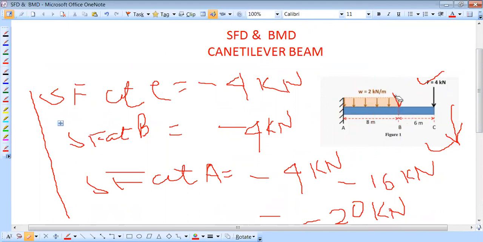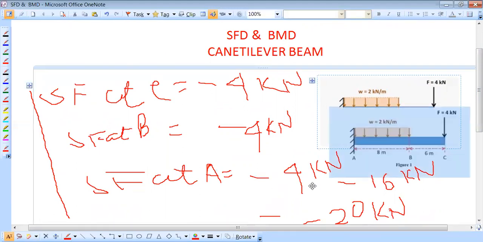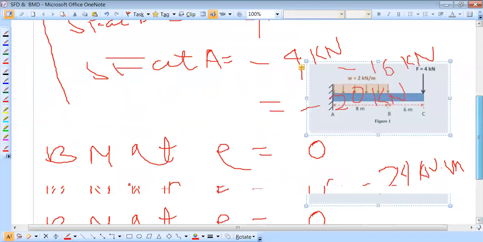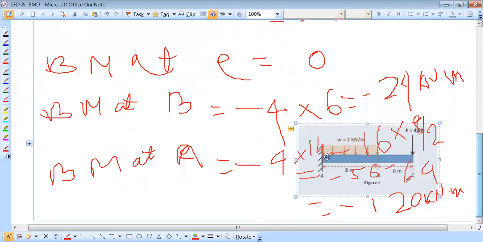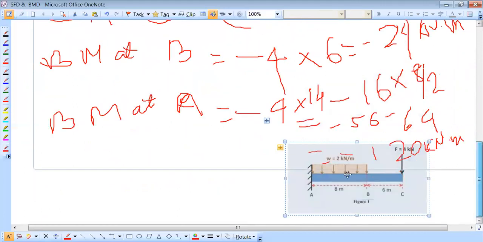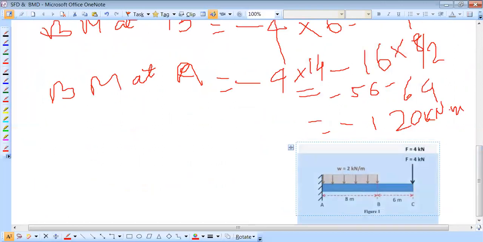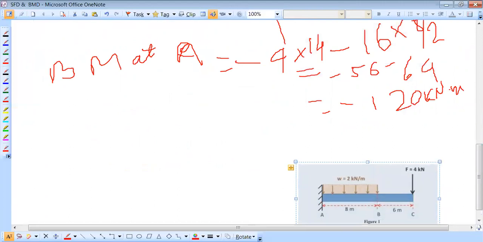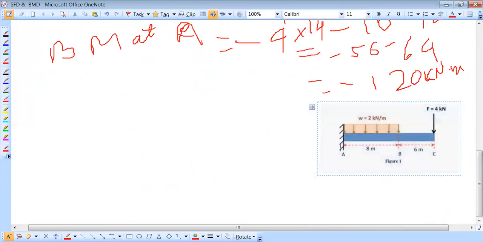Then after that, draw the SF diagram, then draw the BM diagram. So first of all, we take the loaded beam here, then draw the SFD, then the BMD. Then you can really understand how to draw the SFD and the BMD. Here we can see the loaded beam.